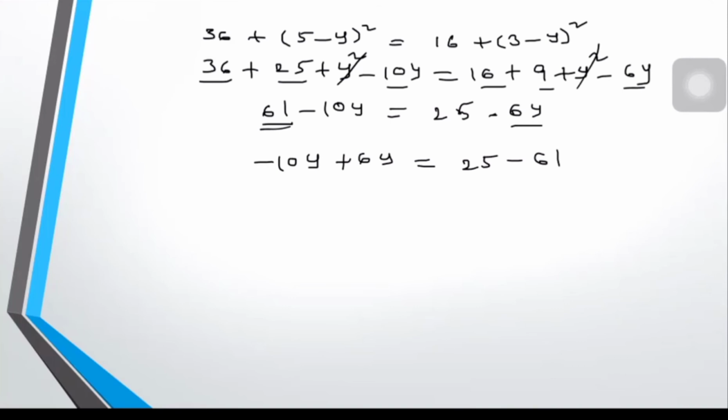Now minus 10y plus 6y is minus 4y. 25 minus 61 is minus 36. Minus minus cancel. 4y is equal to 36. Now y is equal to 36 by 4. In 4 table, 36 is 9 times. So y is equal to 9. Answer.